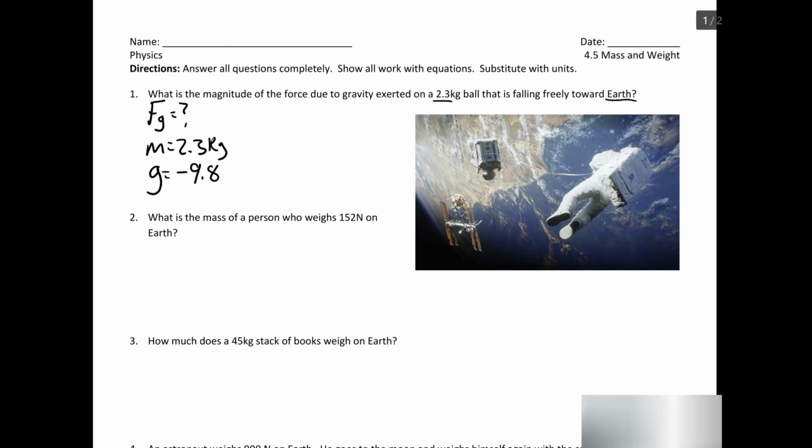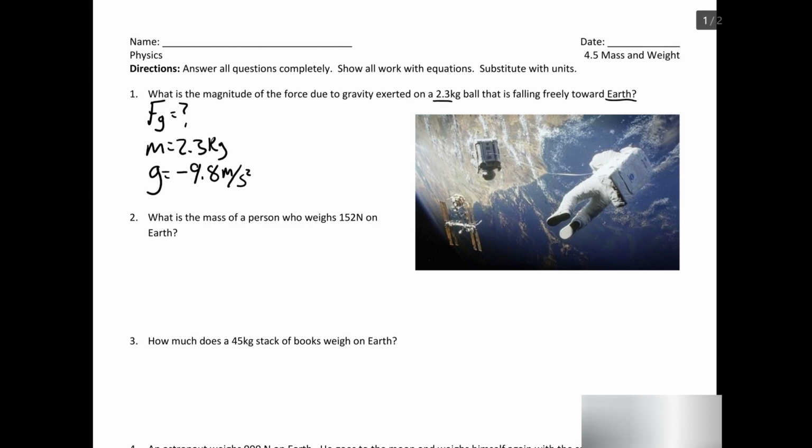Now, you could say meters per second squared if you want to say the acceleration due to gravity. You could even say newtons per kilogram if you're describing the gravitational field strength. The magnitudes of both are the same. It's basically the same thing. I think most of you guys are used to meters per second squared, so for number one, we'll leave it like that.